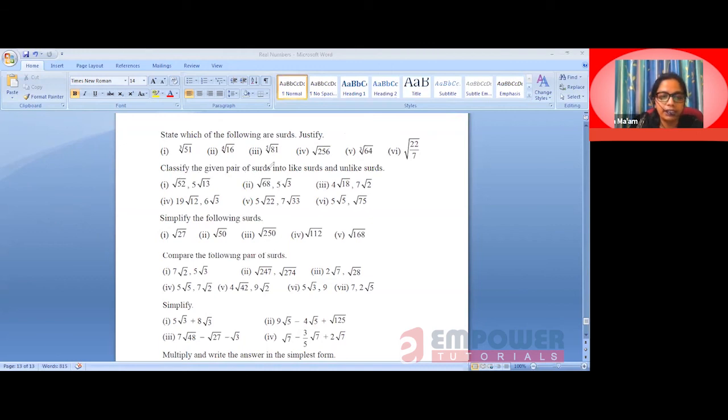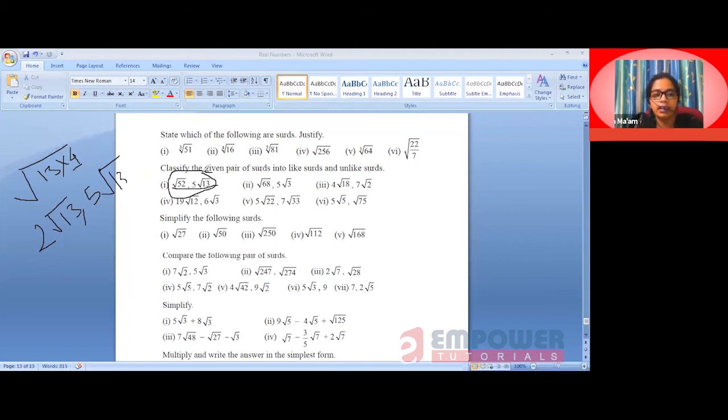So classify the given pair of surds into like and unlike surds. So now what you have to do is simplify your surd first. In this case, you can say these are unlike surds by just looking at it. But if you factorize 52, 13 fours are 52, right? So 4 is a perfect square, so I can write root 52 in this form: 2 root 13 and 5 root 13. So don't you feel these are like surds?